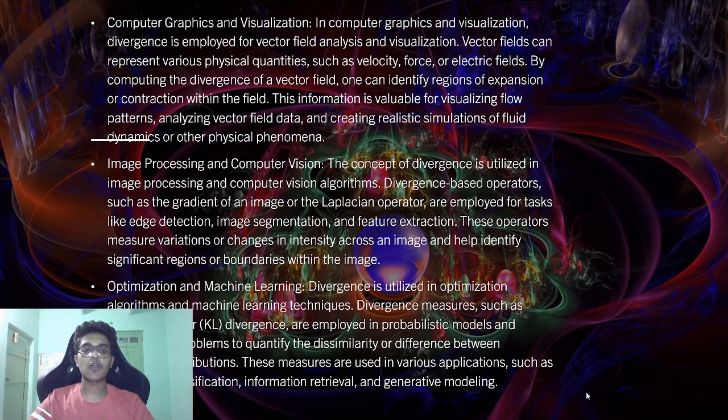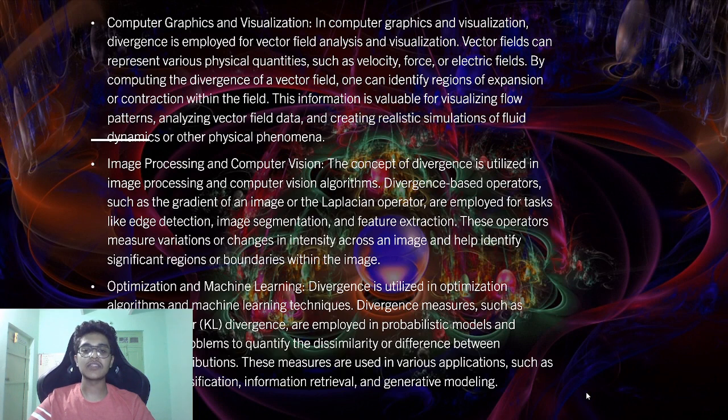Image processing and computer vision. The concept of divergence is utilized in image processing and computer vision algorithms. Divergence-based operators such as the gradient of an image or the Laplacian operator are employed for tasks like edge detection, image segmentation, and feature extraction. These operators measure variations or changes in intensity across an image and help identify the significant regions or the boundaries within the image.